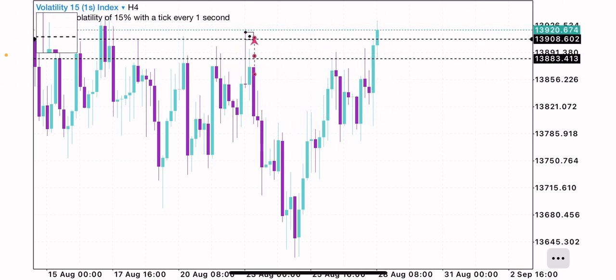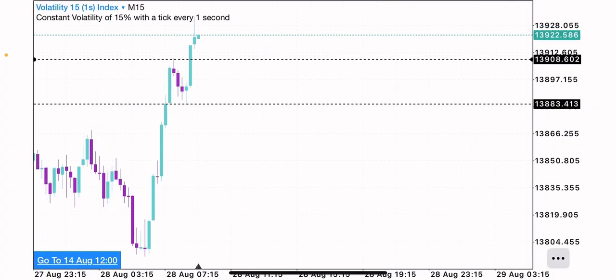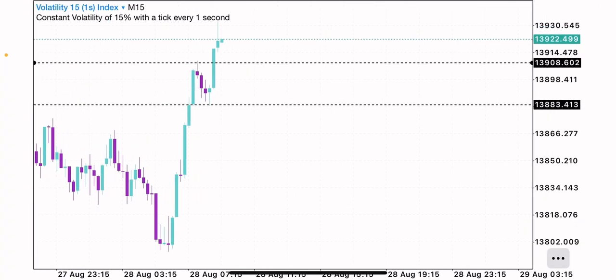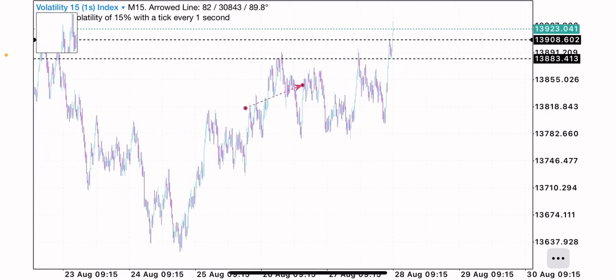So yeah, let's cut to the chase and just get right into it. So I already know that the market is going to sell when it gets to the zone. So I was looking for more confluence to let me know that it's actually going to sell. So I went down to the 15 minute time frame.